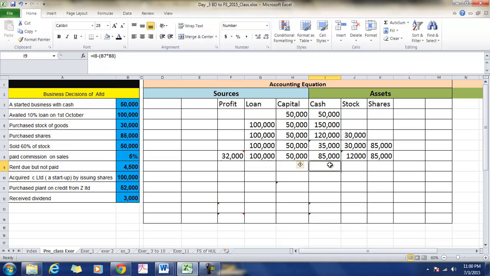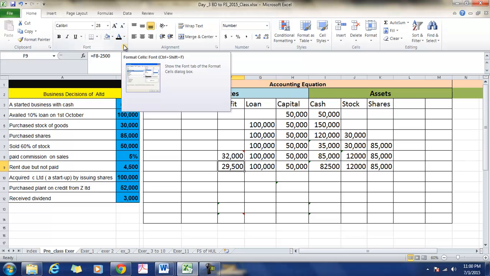Paid commission. So commission is an expense and an outflow of cash. No change in stock, no change in shares, no change in capital, no change in loan, but the profit reduces to the extent of the commission that we paid.